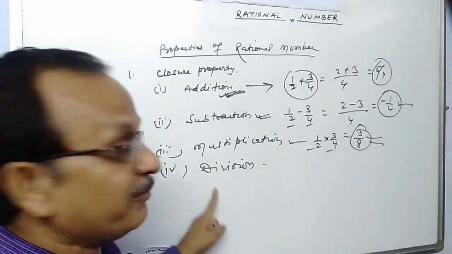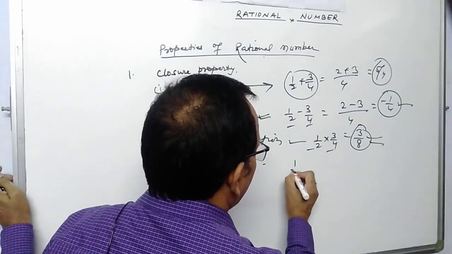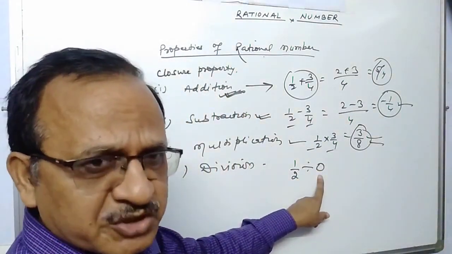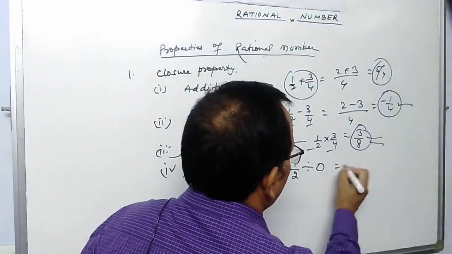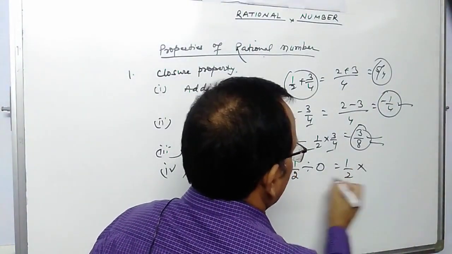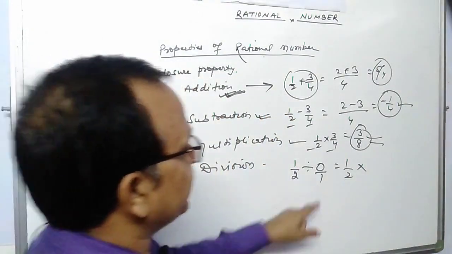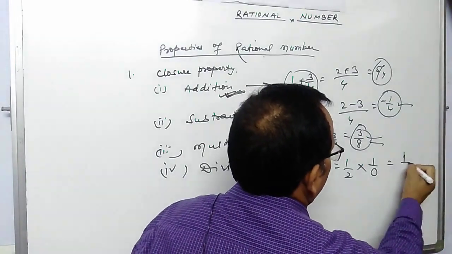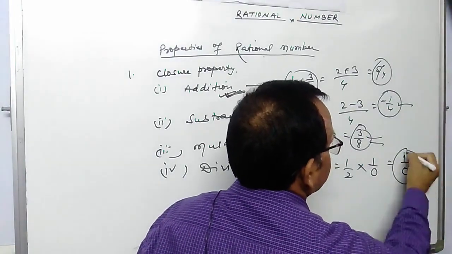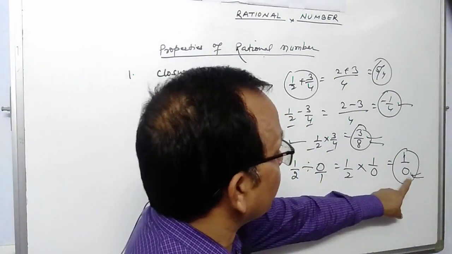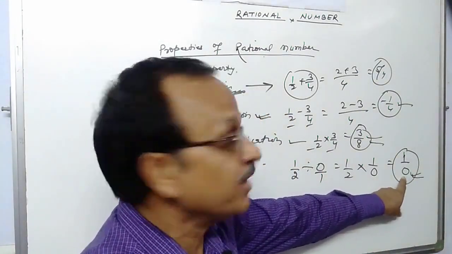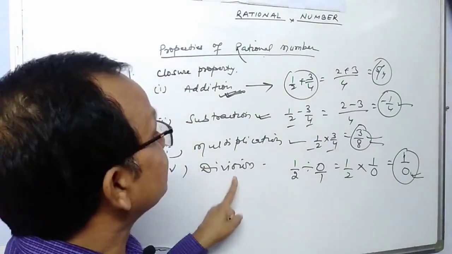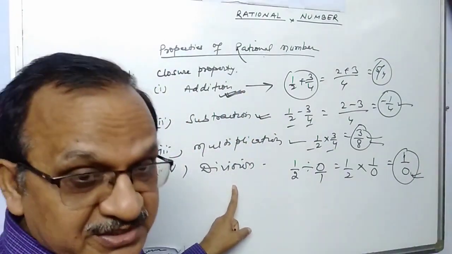But in case of division, suppose I am writing here 1 by 2 divided by 0. Because 0 is a rational number, I have taken 0. So how much it will be? 1 by 2 into, in the denominator 1 is here, so 1 upon 0. Clear? कितना हो जाएगा? 1 upon 2 into 0, 0. Now you see, in denominator 0 is coming over here, so it is not a rational number. So in case of division, rational number is not closed under division.